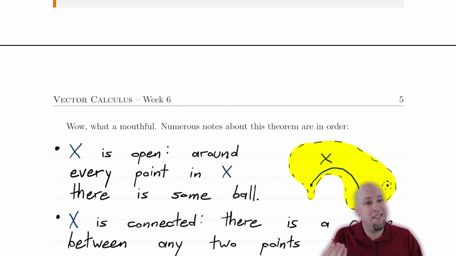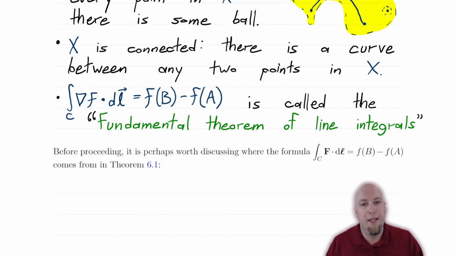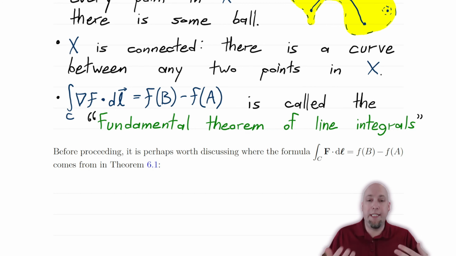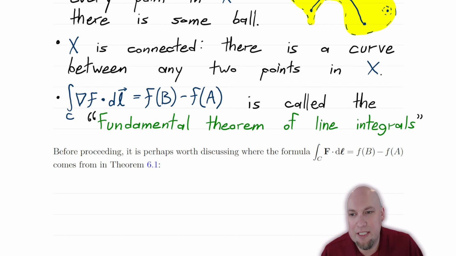Sometimes that formula is stated as a theorem all on its own, and it's called the fundamental theorem of line integrals. Really, it is a direct generalization of the fundamental theorem of calculus for functions of one variable that you're already familiar with. You can think of this as integrating the derivative of a function, and what I get is f at one endpoint minus f at the other endpoint.